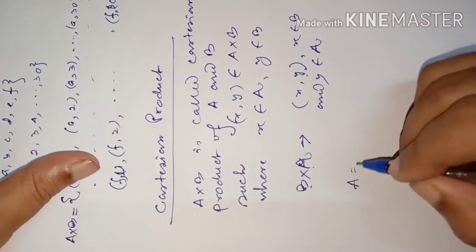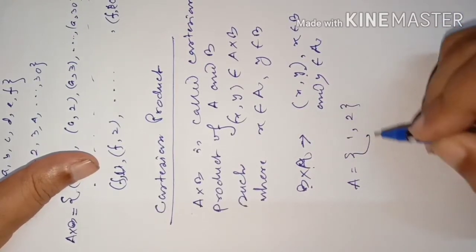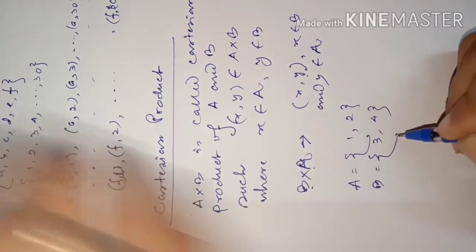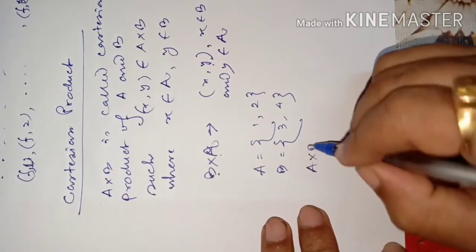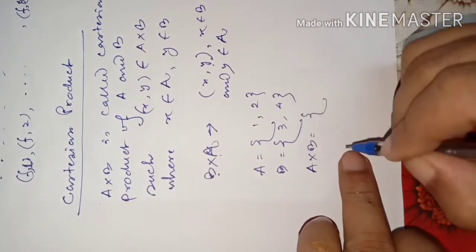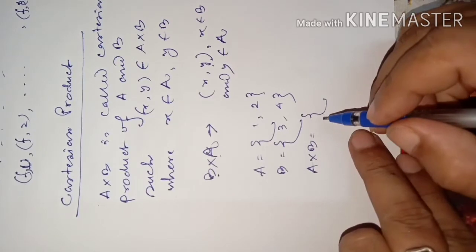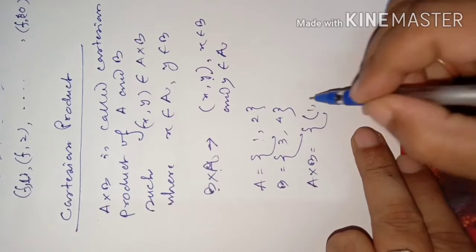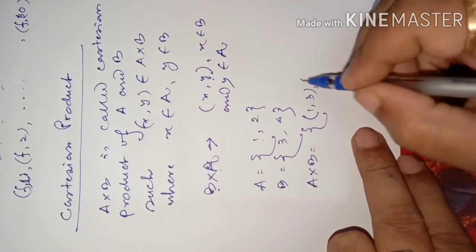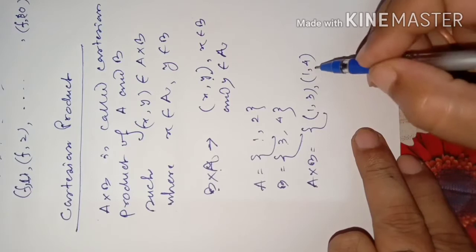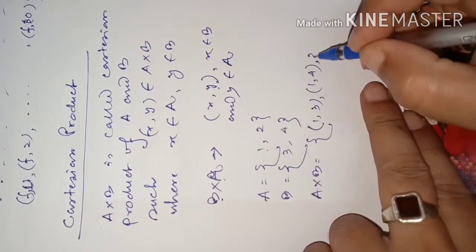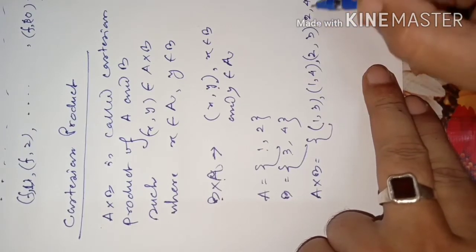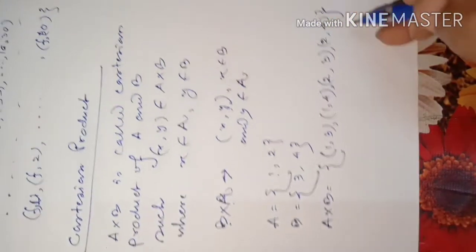Say A is suppose 1, 2 and B is suppose 3, 4. Now you want to find A cross B. Then you will write like this. You will make a set. Set means in curly brackets you have to write the ordered pairs. 1 with 3, comma, again 1, 4. That is 2 pairs. Now 2 will come first. 2 with 3, comma, 2 with 4. Finish. This is A cross B.